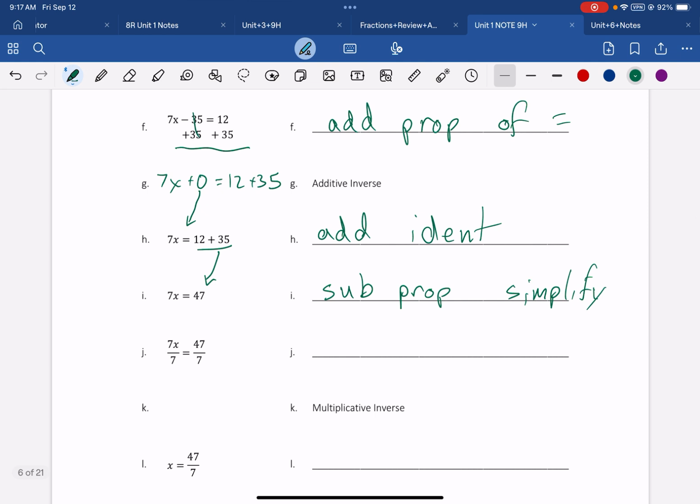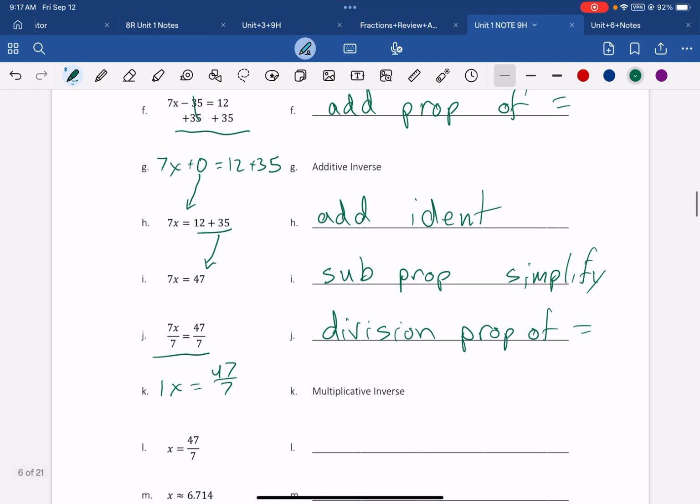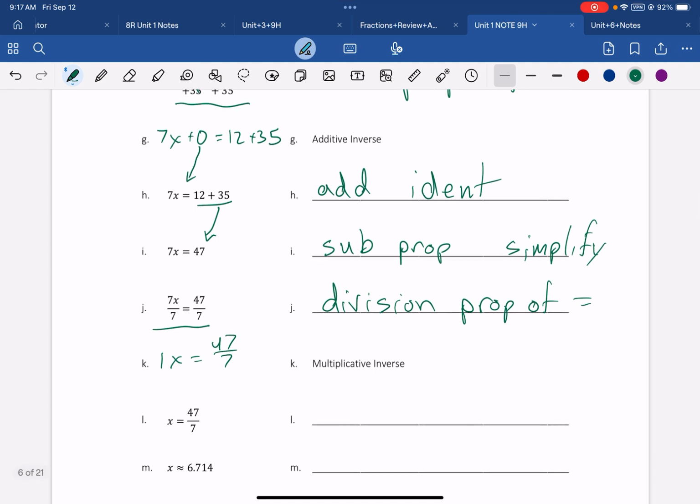Okay, looks like they are dividing both sides by the 7. That is when you do the division property of equality. Okay, multiplicative inverse is when 7 divided by 7 becomes 1. And when the 1 disappears, that is multiplicative identity.